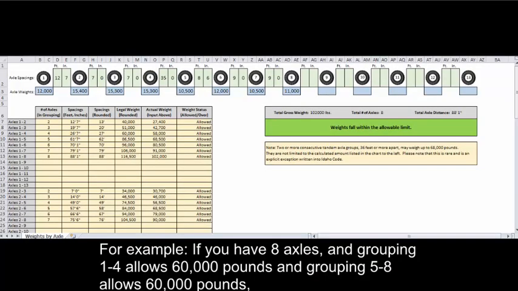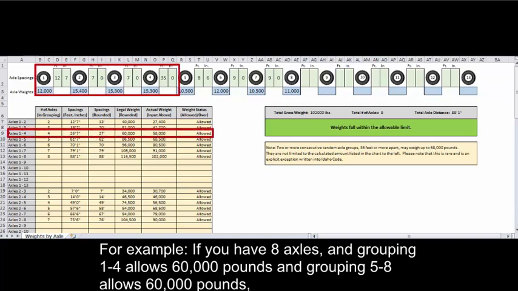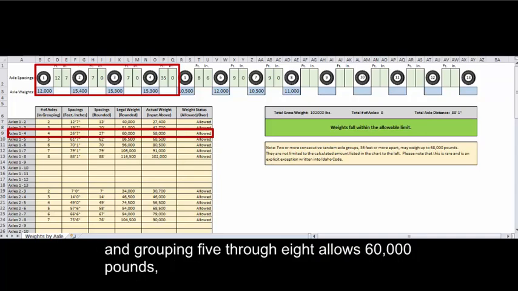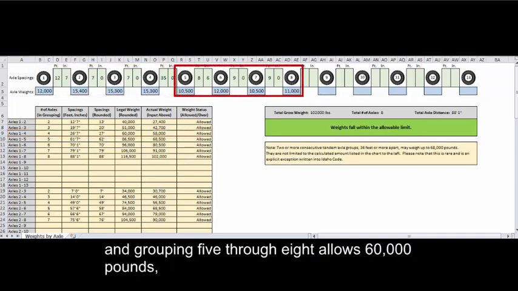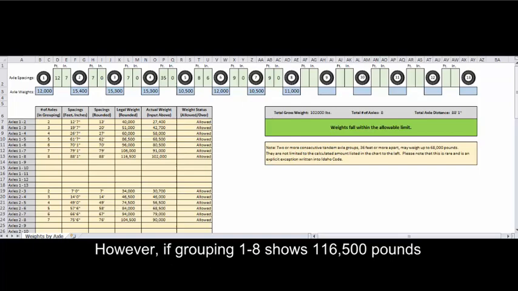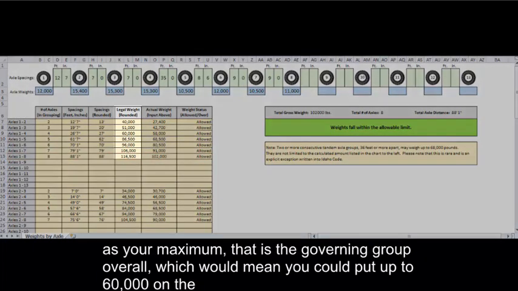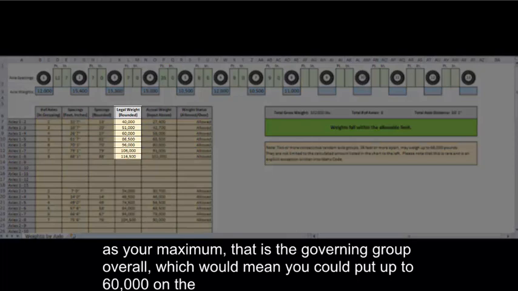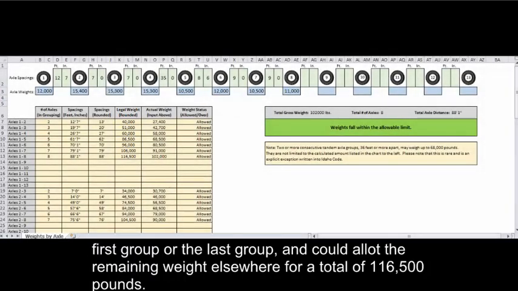For example, if you have 8 axles and grouping 1 through 4 allows 60,000 pounds and grouping 5 through 8 allows 60,000 pounds, you could presume that your maximum weight would be 120,000 pounds. However, if grouping 1 through 8 shows 116,500 pounds as your maximum, that is the governing group overall, which would mean you could put up to 60,000 on the first group or the last group, and could allot the remaining weight elsewhere for a total of 116,500 pounds.